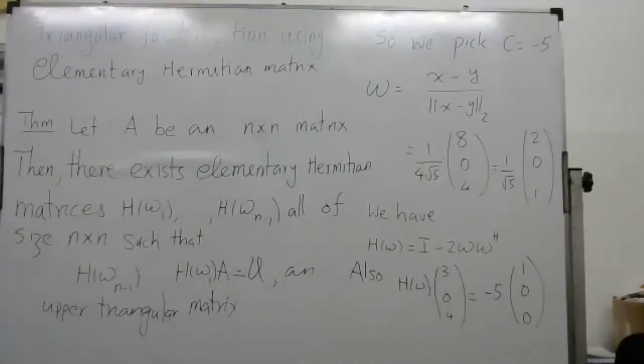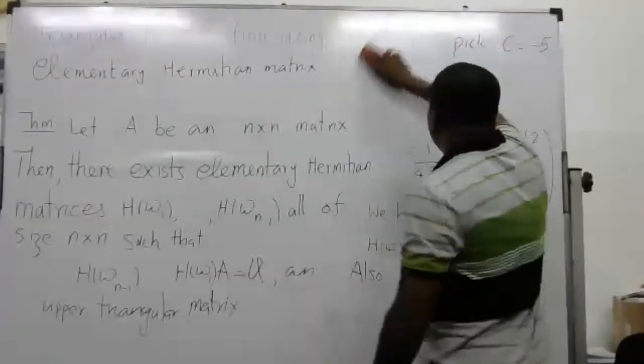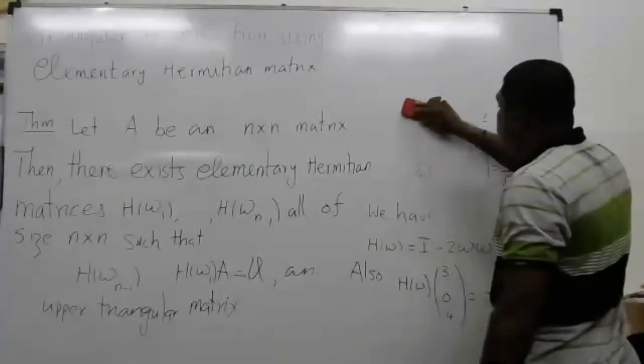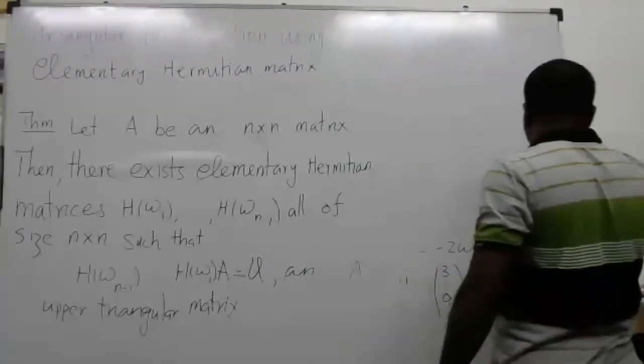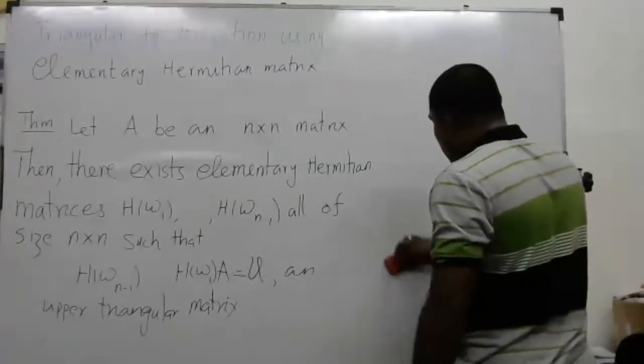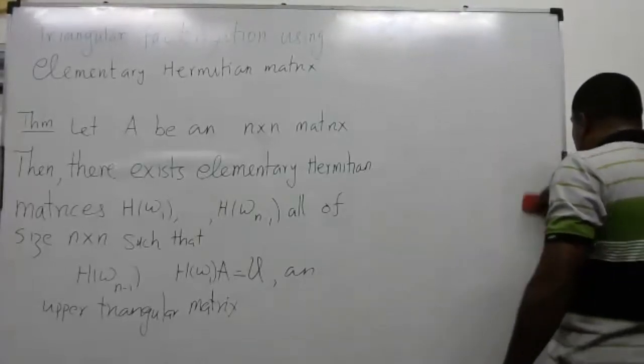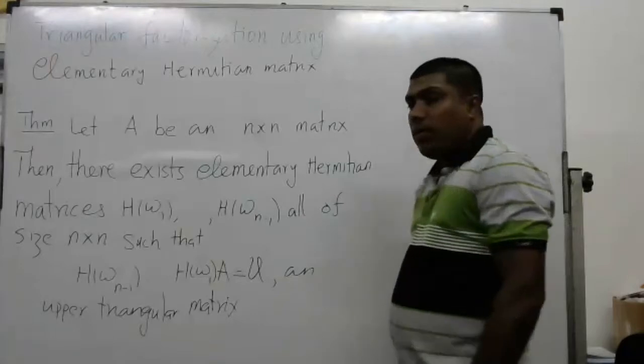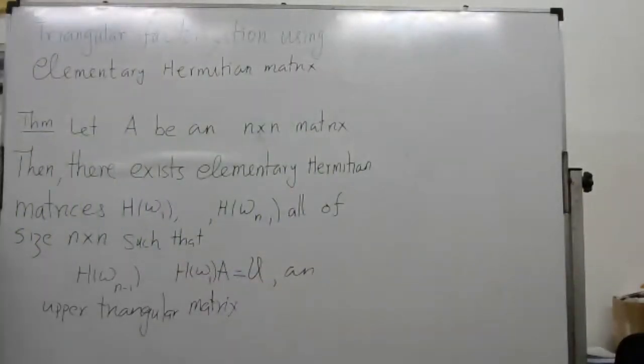This theorem says if we are given an n cross n matrix A, then we can find n minus 1 elementary Hermitian matrices, namely H omega 1, H omega 2, H omega 3, up to H omega n minus 1, such that when you multiply the matrix A in that order, A multiplied with H omega 1 first, then H omega 2, and so on up to H omega n minus 1, note that all of them should be n cross n matrices, we will get an upper triangular matrix. So we have to prove this.